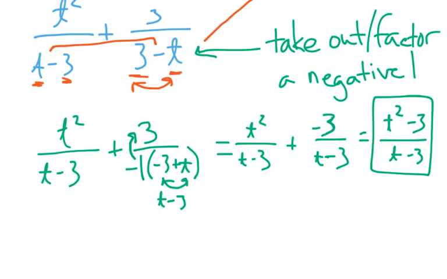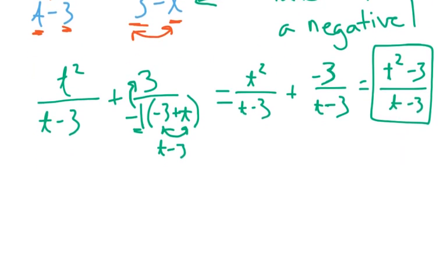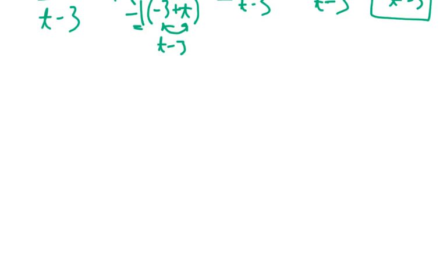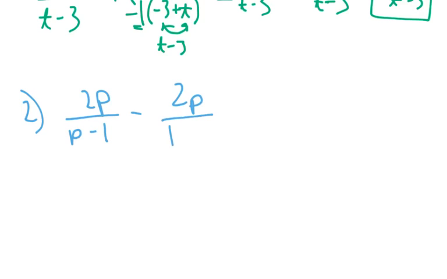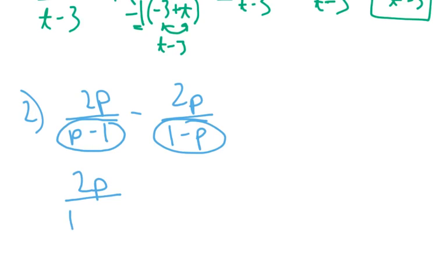Okay, now, you've got to watch out for those negative signs. Let's try another example. Let's go with 2p over p minus 1 minus 2p over 1 minus p. So again, notice the similarities between the two denominators. Same things, p and 1, different order. So what we're going to do is rewrite the first one as is. Then we'll take out a -1 in the denominator of the second one.